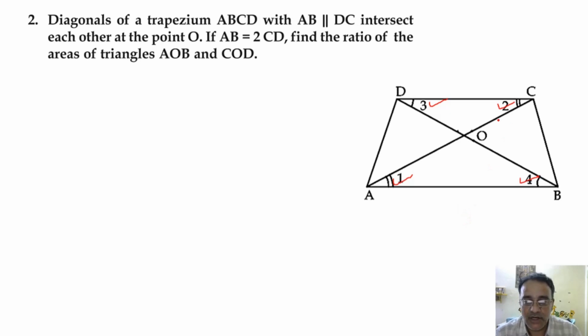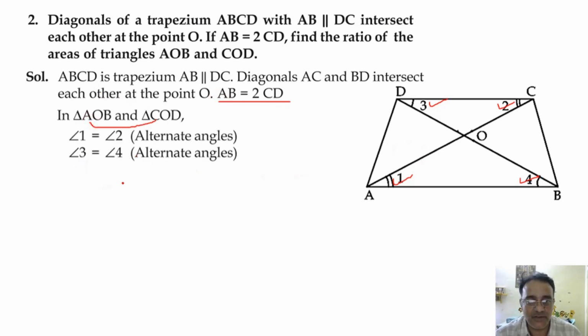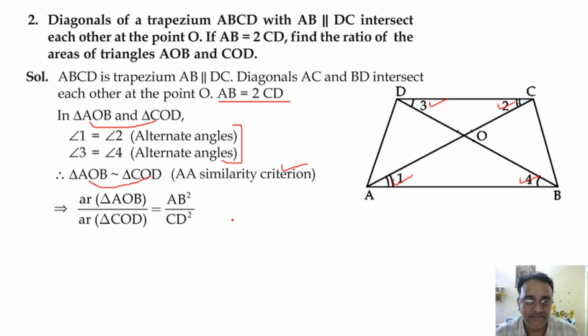Okay, fine. So if these are similar, then only we can apply that ratio theorem. So first we have to prove these two triangles are similar. AB is equal to 2 times CD, it is already given. In these two triangles, angle 1 is equal to angle 2 and angle 3 is equal to angle 4. So therefore these two triangles are similar by AA similarity. Now if these two triangles are similar, the ratio of the areas of these two similar triangles is equal to the ratio of the square of their corresponding sides. So we get AB square upon CD square.